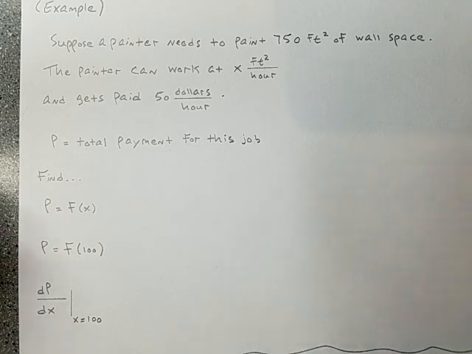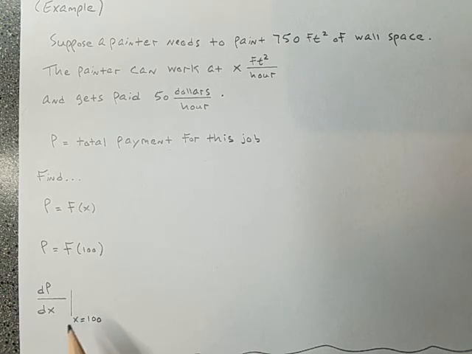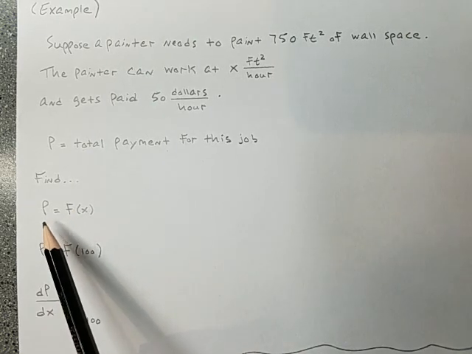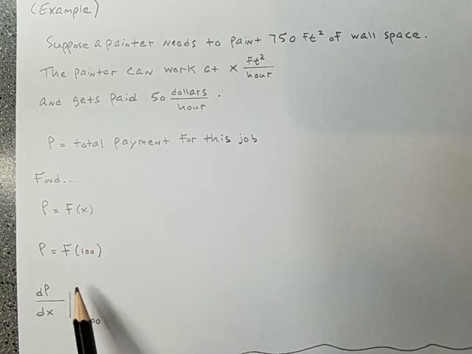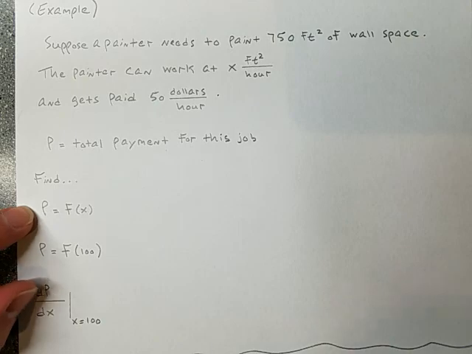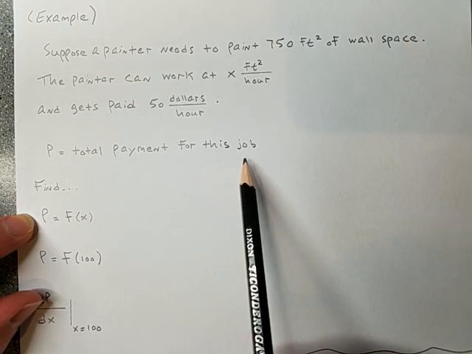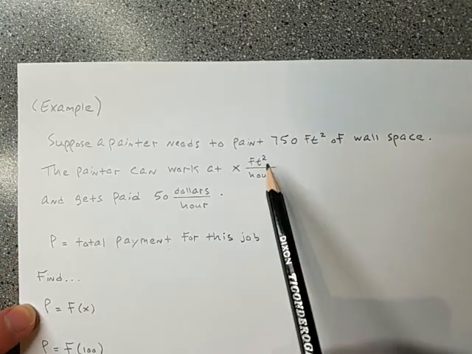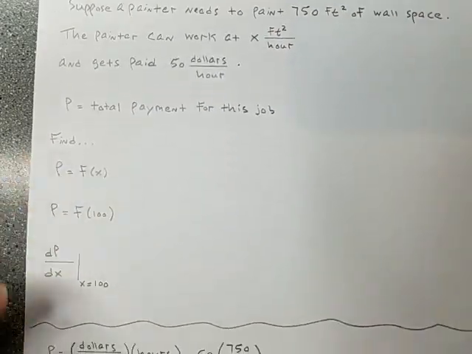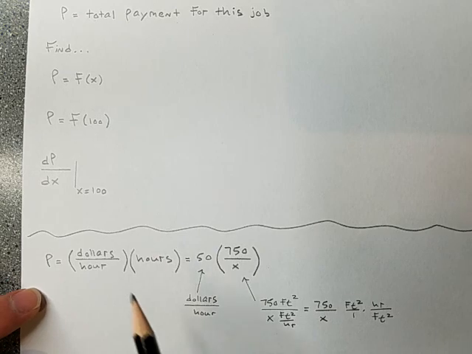So let's start with, in order to find the derivative, it has to be the case that that variable on top, P, is a function of this variable on the bottom, X. So that's why we need to find P as a function of X before we can do this, all right? So let's start by finding P, the total payment for the job, as a function of X, the average work rate in square feet per hour.